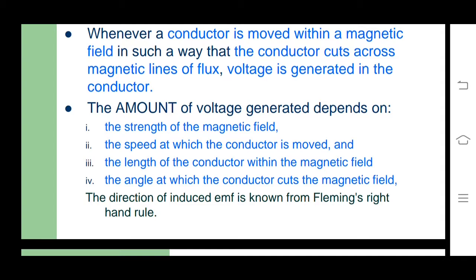If the length of the conductor within the magnetic field is more, then the voltage developed is also more, and the angle at which the conductor cuts the magnetic field is also very important. At 0 degrees, there is 0 EMF, and it increases from angle to angle. The direction of the induced EMF is known from Fleming's right hand rule.